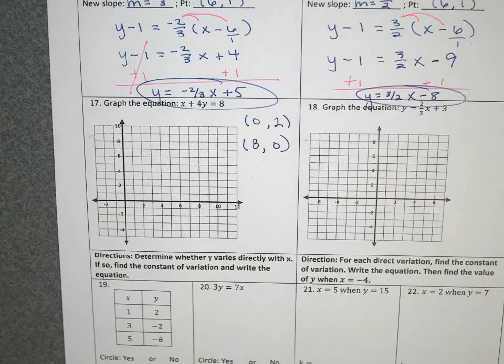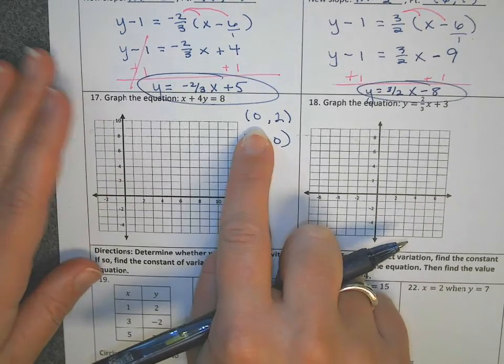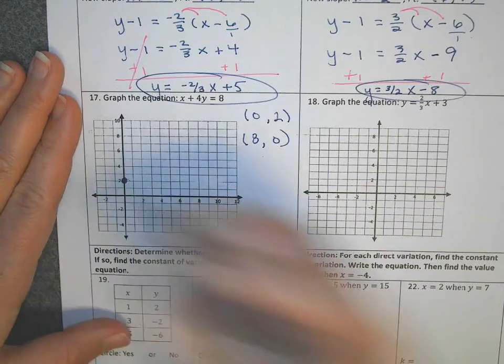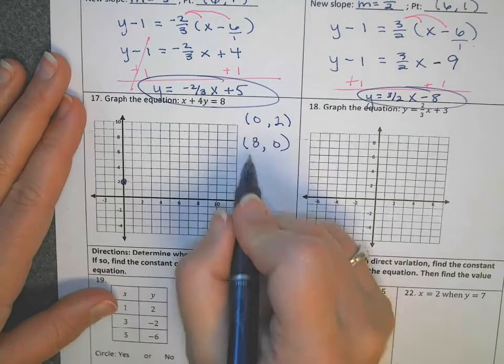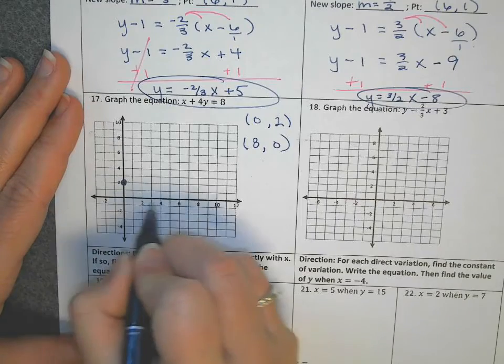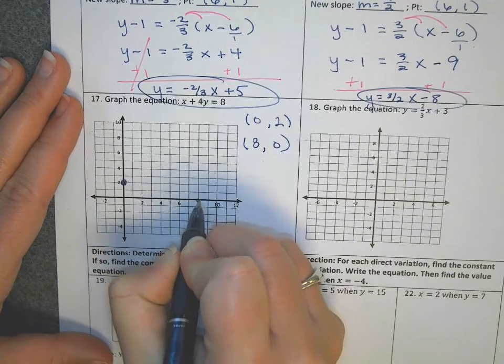Okay, let's plot those 2 points. Remember, that first point is how far left or right you go. So don't move left or right at all. Go to 2. Then 8, 0. That's how far left or right you go. Go to the 8. Don't go up or down at all. There you go.